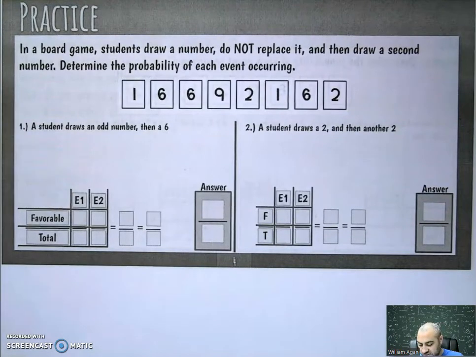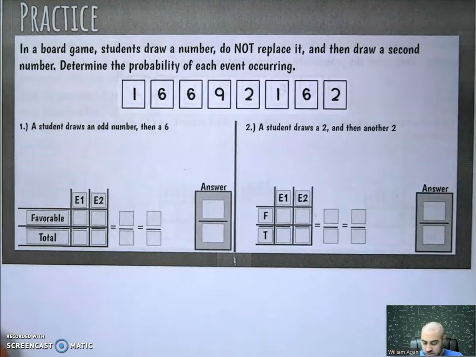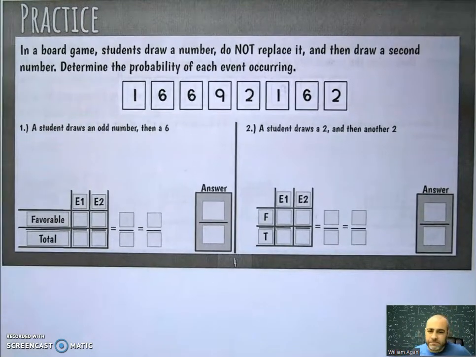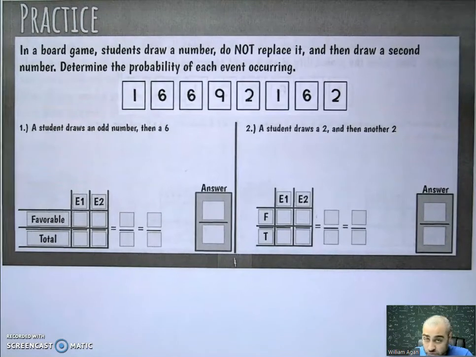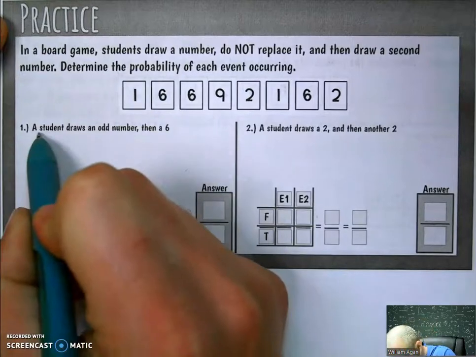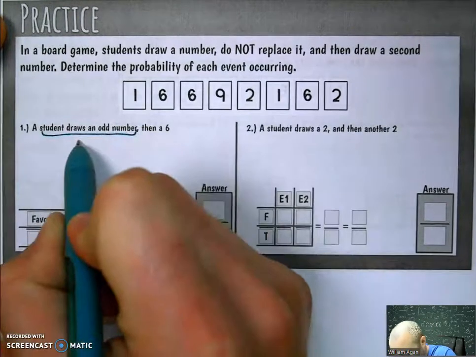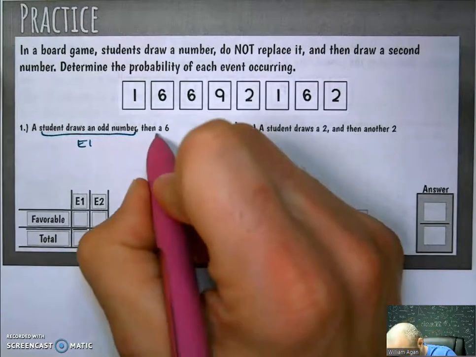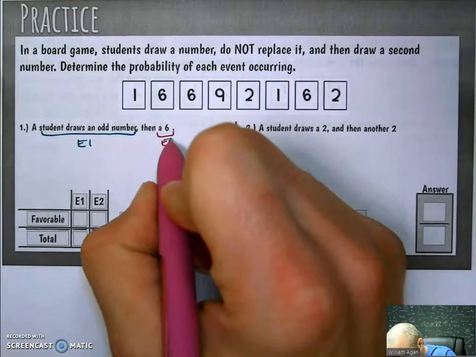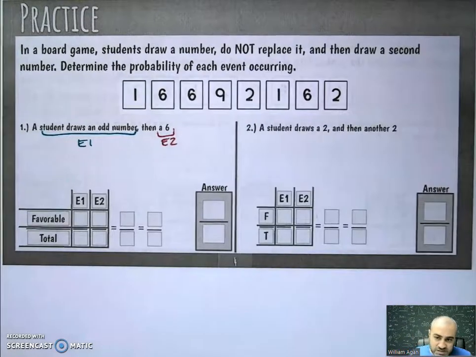So, number 1 says a student draws an odd number and then a 6. Okay, well, remember, with compound probability, there are more than one events. On this one, there's 2 events. A student draws an odd number. That is event number 1. Then a 6. That is event number 2. That E means event.